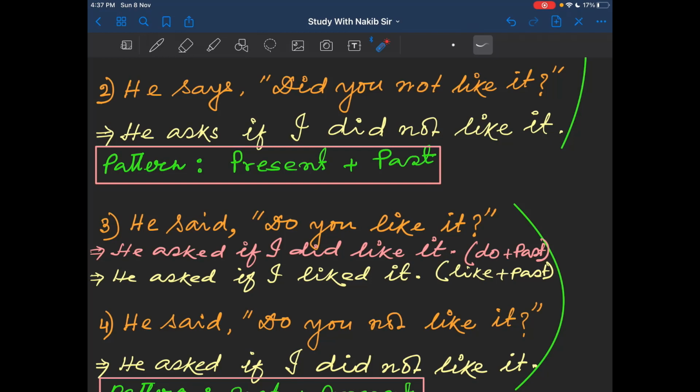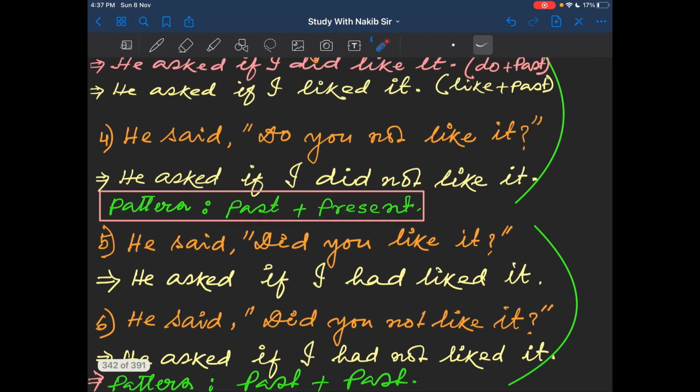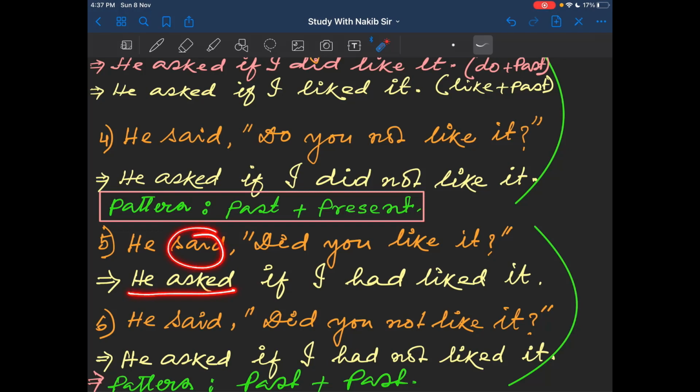This is a question, and try to find it out. Okay, now come to the fifth question. He said, "Did you like it?" The answer is, he asked. Said will be asked, and there is no WH word at the beginning of the reported speech.